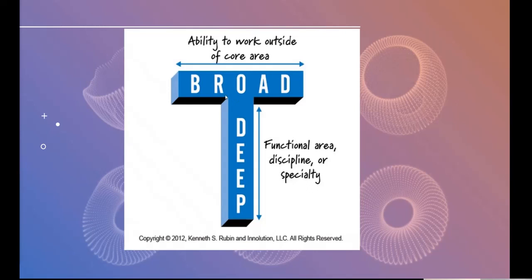Same, if you take this one, it is I and this one is T. So this one only has one functional area, discipline or specialty, and the other has a broad ability to work outside of the core area. So we want T-shaped people. I mean, we want T-shape and I-shape, not only the I-shape people, because it will create bottlenecks.